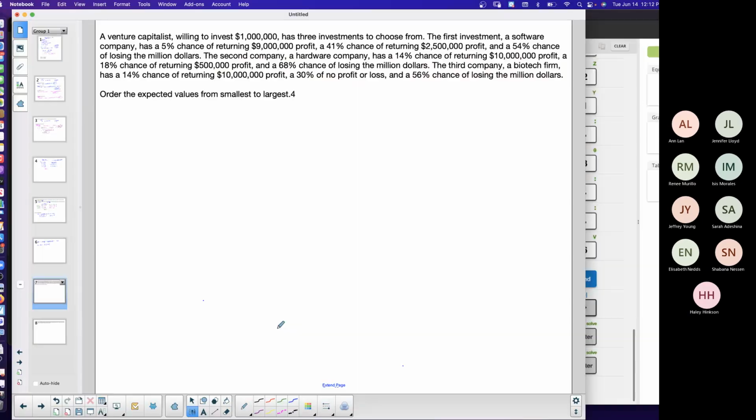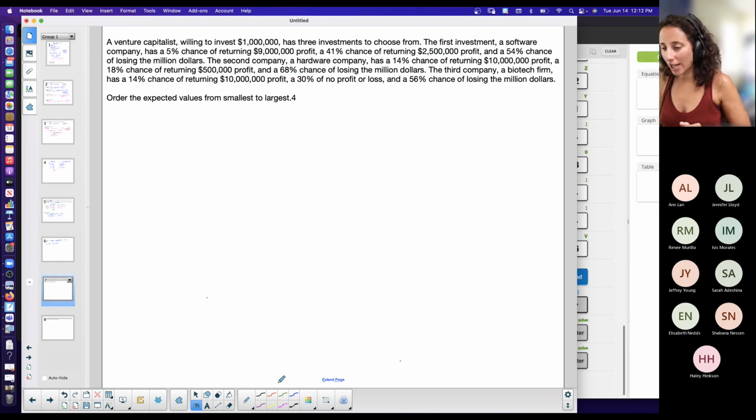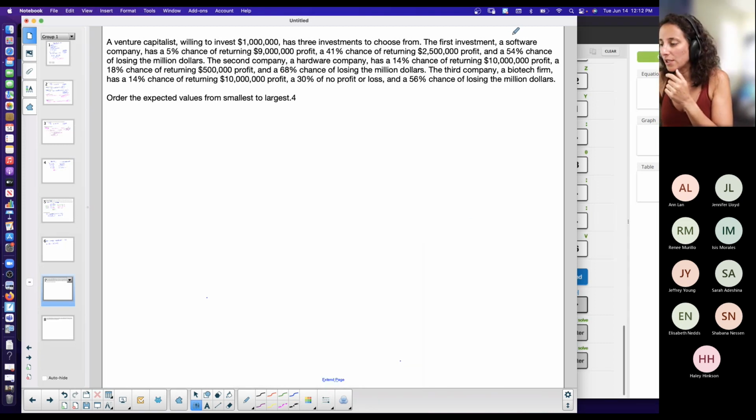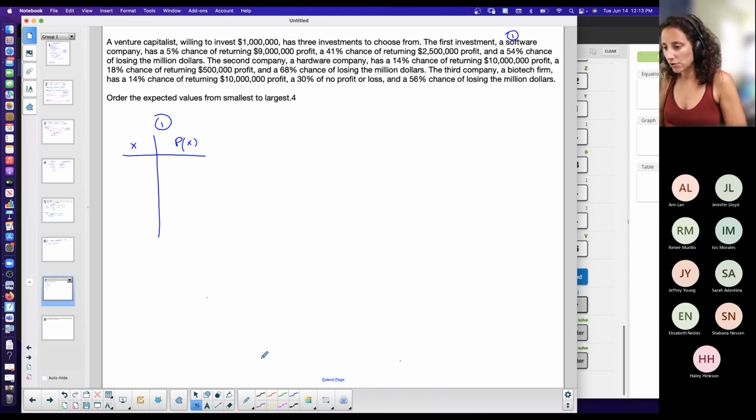So this venture capitalist has some money, and he has 3 investments to choose from. I'll do the first investment in blue. First investment in blue, a software company has a 5% chance of returning. Okay, so I'm going to do my blue situation here, and I probably wouldn't write the table for all these, but I'm going to do it just to practice for you guys, because you could straight up go to your calculator and calculate the expected value, but I'm going to write it all out for you.